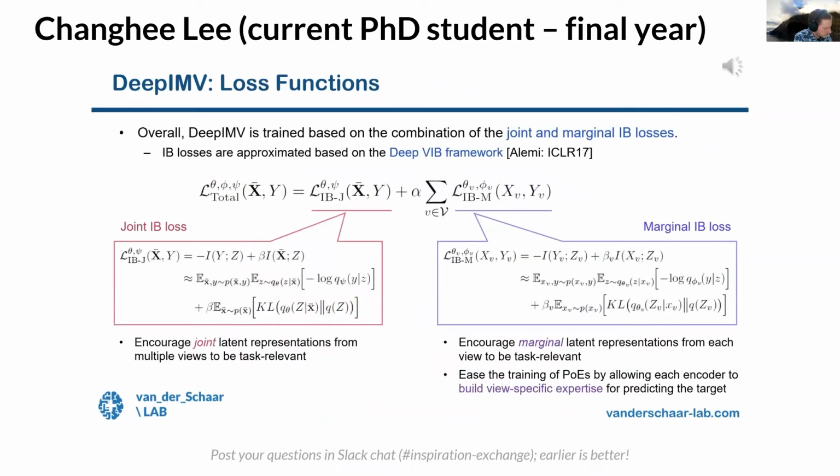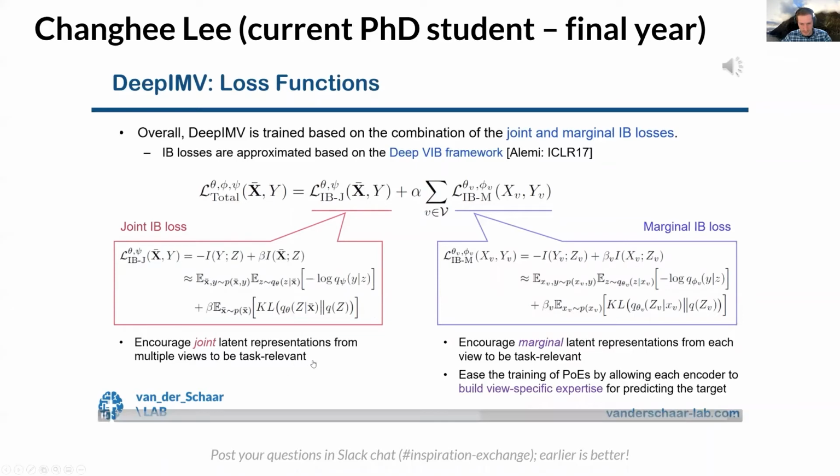Overall, our method is trained based on the combination of the joint and the marginal IB loss functions. Each IB loss function is approximated using the deep variational information bottleneck framework, which is a variational approximation for quantifying the mutual information. Please find the details of these loss functions in our paper.